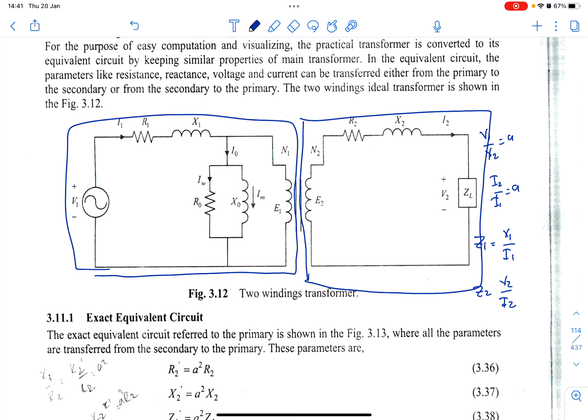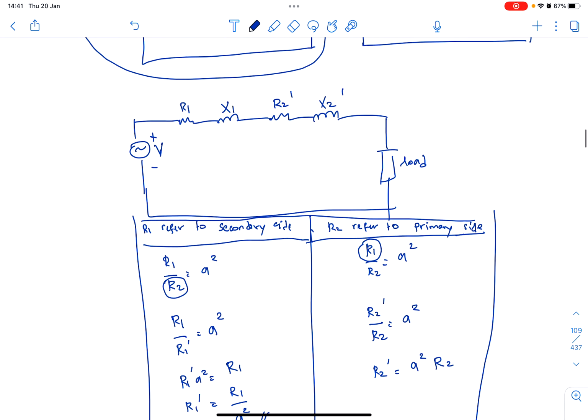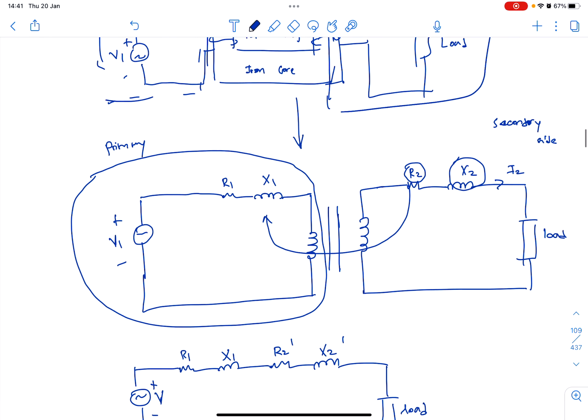I mean, electrically connected. So it is quite difficult if you want to do an analysis or troubleshooting, or if you want to design a transformer, if you are required to design it. So what they do is they combine the primary side and the secondary side into one circuit. So let's see this for an example. As I mentioned just now, the primary side and the secondary side are not electrically connected.